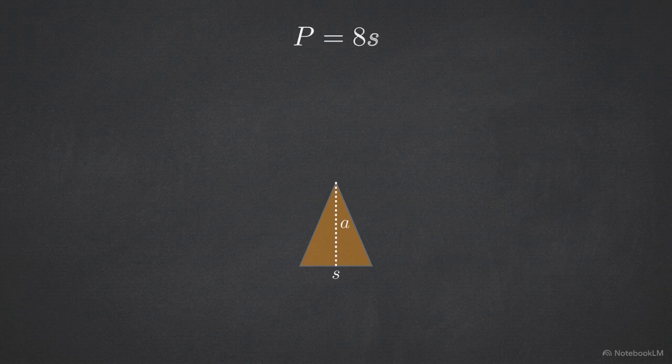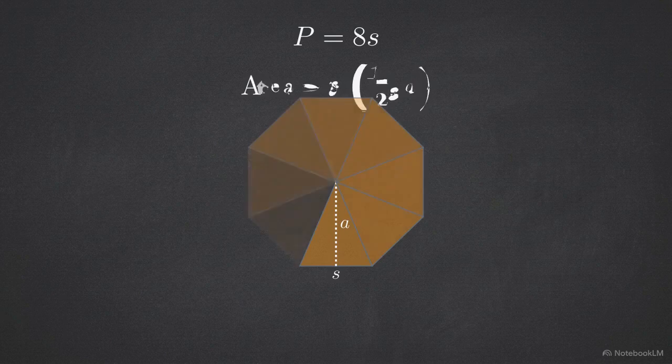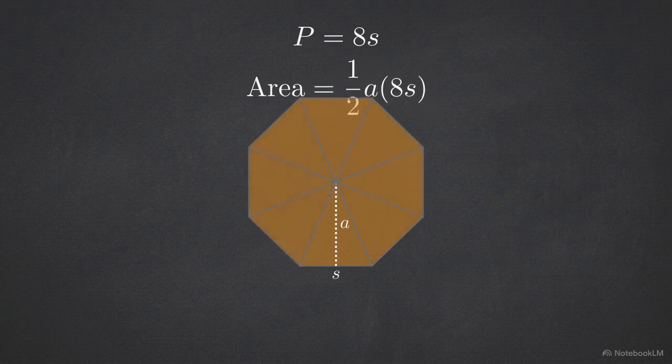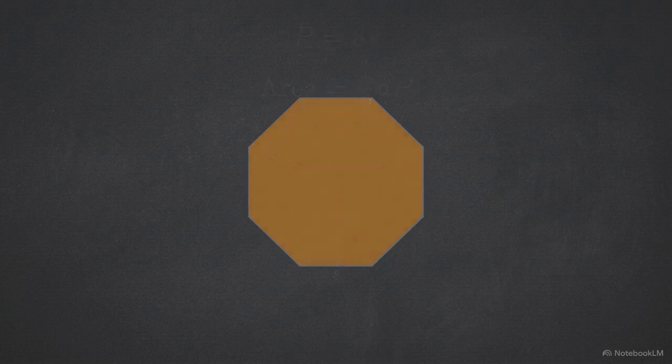Given that the total perimeter is P equals 8S, take a moment to deduce the total area formula from these pieces. The area of one triangle is 1/2 base times height. Multiply that by 8 and it simplifies to the total area formula, 1/2 the apothem times the perimeter.